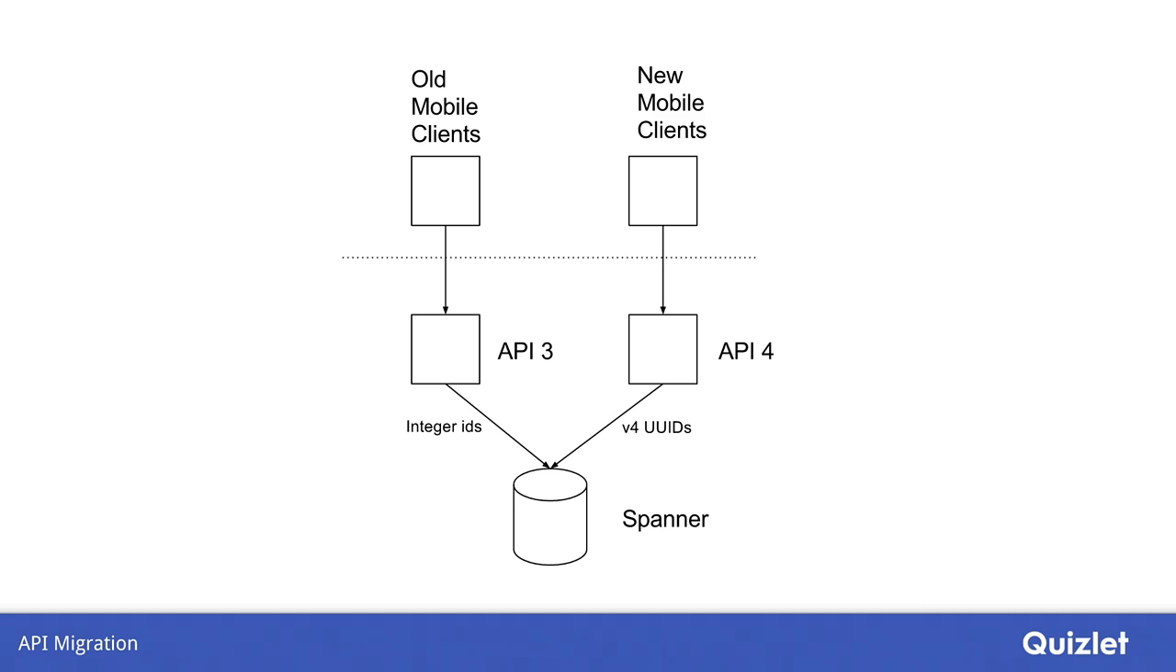This is a diagram of what this looks like. We have multiple versions of our API. We've planned a new version to support a new ID scheme. And we're going to be migrating mobile clients over to this as we go.